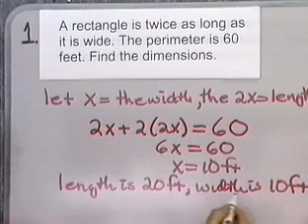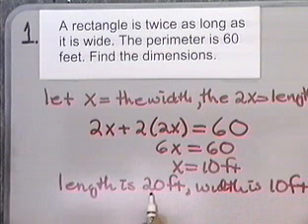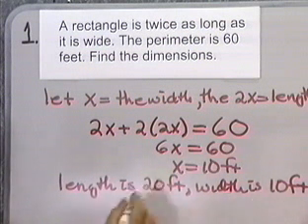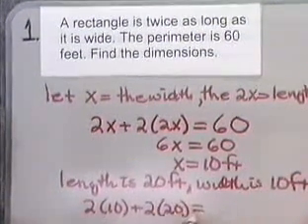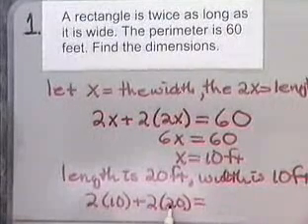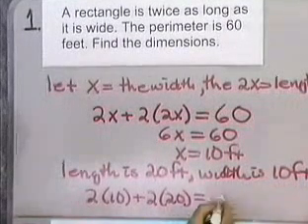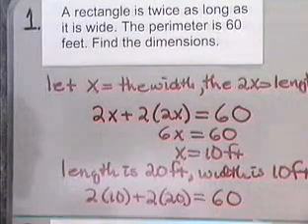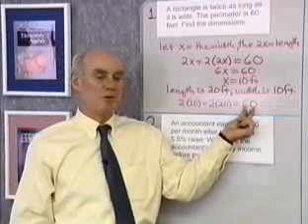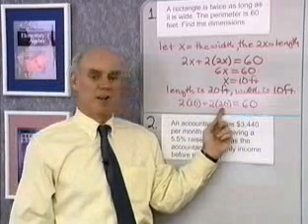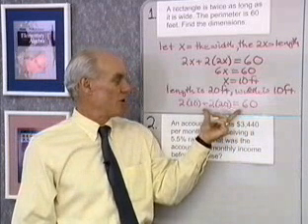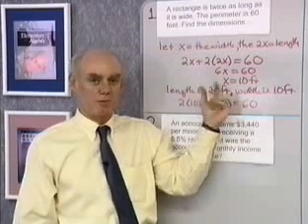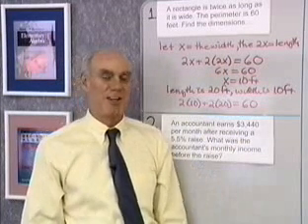Now I want to check my work. Let's just see what a rectangle will look like as far as its perimeter goes that has a length of 20 feet and a width of 10 feet. 2 times the width plus 2 times the length. Okay, 2 times 10 is 20, 2 times 20 is 40, 20 plus 40 is 60. So I see that I end up with 60 for the perimeter if the width is 10 feet and the length is 20 feet. And then I also notice that 20 is twice 10. So everything checks in the original words of the problem, so that's the solution to this application. Here's our next one.